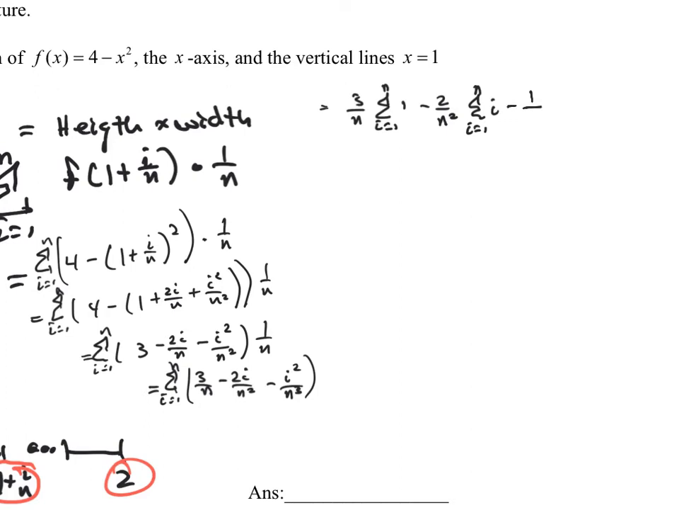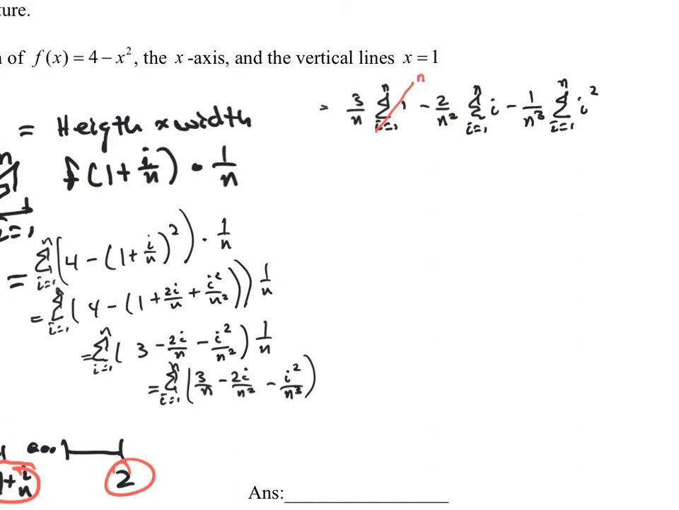Minus 1 over n cubed times the sum from i equals 1 to n of i squared. Okay, so that's separating it. Now I need to go back to that first page and use all of the different formulas that I had for each one of these. So for instance, what's the sum from i equals 1 to n of the number 1? Well, that was just n, right?